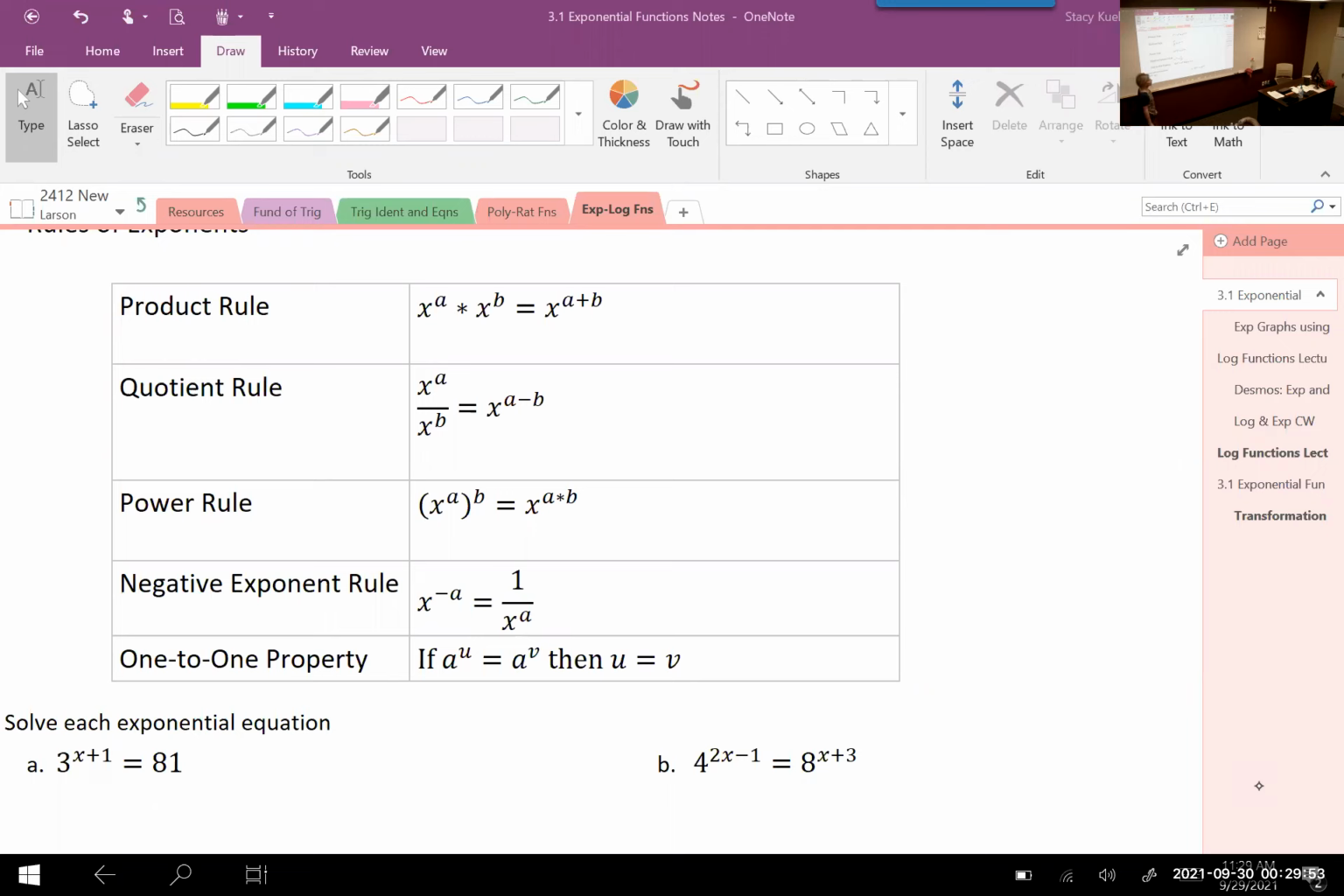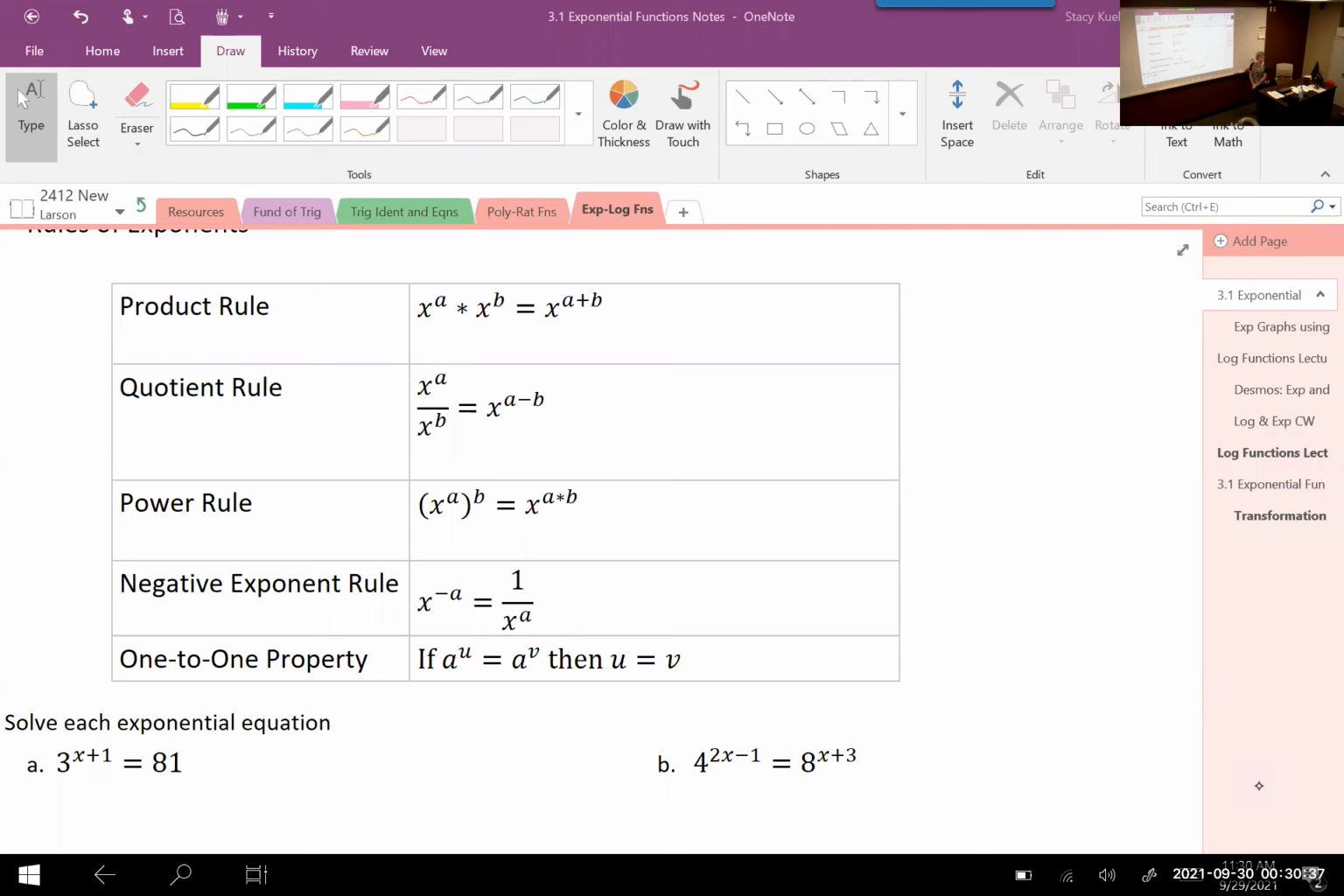The negative exponent rule. We talked about this briefly, but it becomes very important for us as we move on. The negative exponent rule has to do with the location of the base. If I have base x in the numerator position, raised to the negative a, then if I move it into the denominator position, it changes the sign on the exponent. It's all about the sign of the exponent. So that's the negative exponent rule.